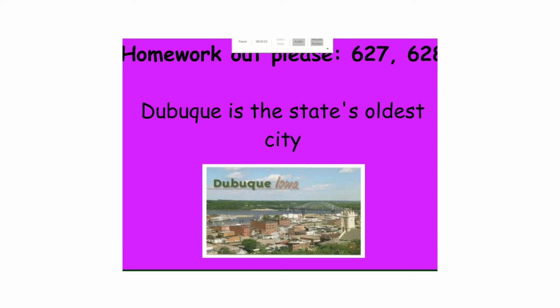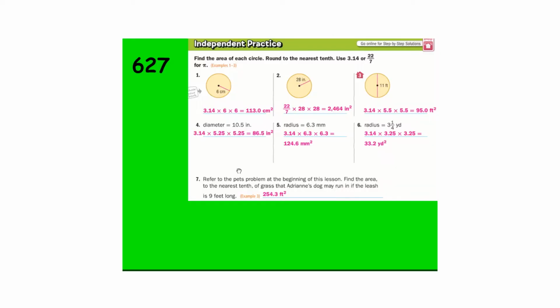Okay, lesson 8-3. If you want to get out homework ready to go for 8-2, which is page 627. Answers are 113 square centimeters, 2,464 square inches, 95 square feet. Number 4, 86.5 square inches. Number 5, 124.6 square millimeters. Number 6, 33.2 square yards. Number 7, 254.3 square feet.